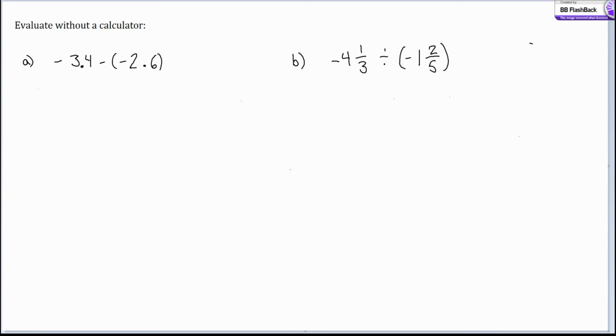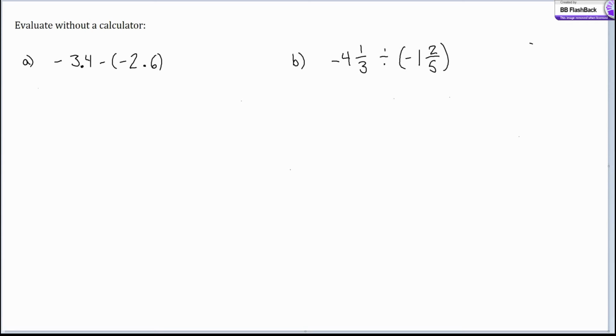We are going to do some operations with rational numbers. Remember, rational numbers are things that you can write as a fraction, so a decimal that ends eventually or has a repeating decimal, or a fraction would all be considered rational numbers. And we have to deal with negatives.